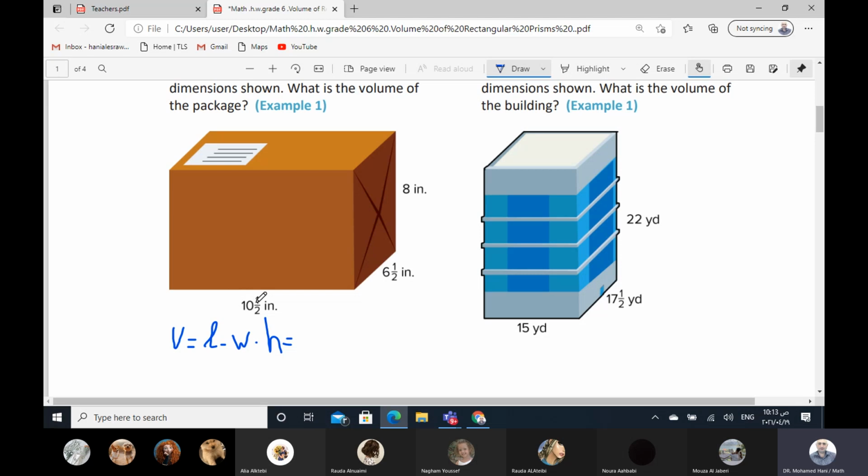So the length will be 10 and 1 over 2. This is a mixed number. Change it to the fraction. 10 times 2, 20, plus 1, 21 over 2 times the width 6 and 1 over 2. 6 times 2, 12, plus 1, 13 over 2 times the height will be 8.